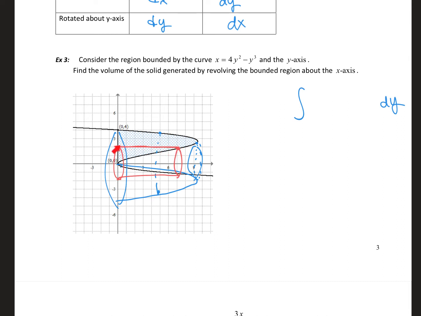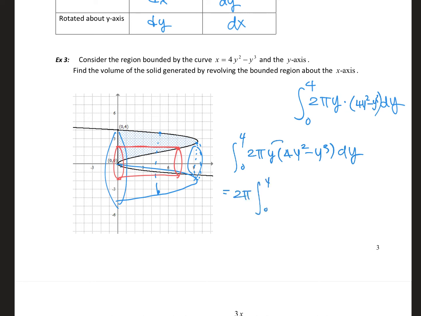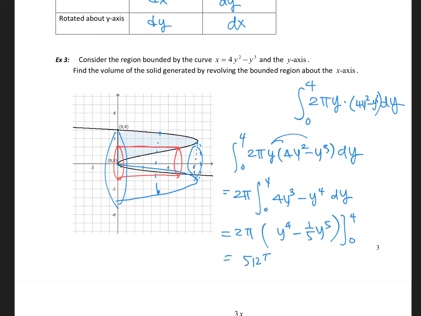Given any y, just go up there. That's going to be the height of the shell. Then you rotate it. That's going to be done in dy because that's going to be the thickness. So y goes from 0 to 4. So it's 2 pi y times the height, which is determined by that function, 4y squared minus y cubed. Let me just rewrite it: the integral from 0 to 4 of 2 pi y times 4y squared minus y cubed dy. 2 pi is just a constant, and then I can multiply these. So 4y cubed minus y to the fourth dy, that's 2 pi times y to the fourth minus one fifth y to the fifth, from 0 to 4, and you get 512 pi over 5.